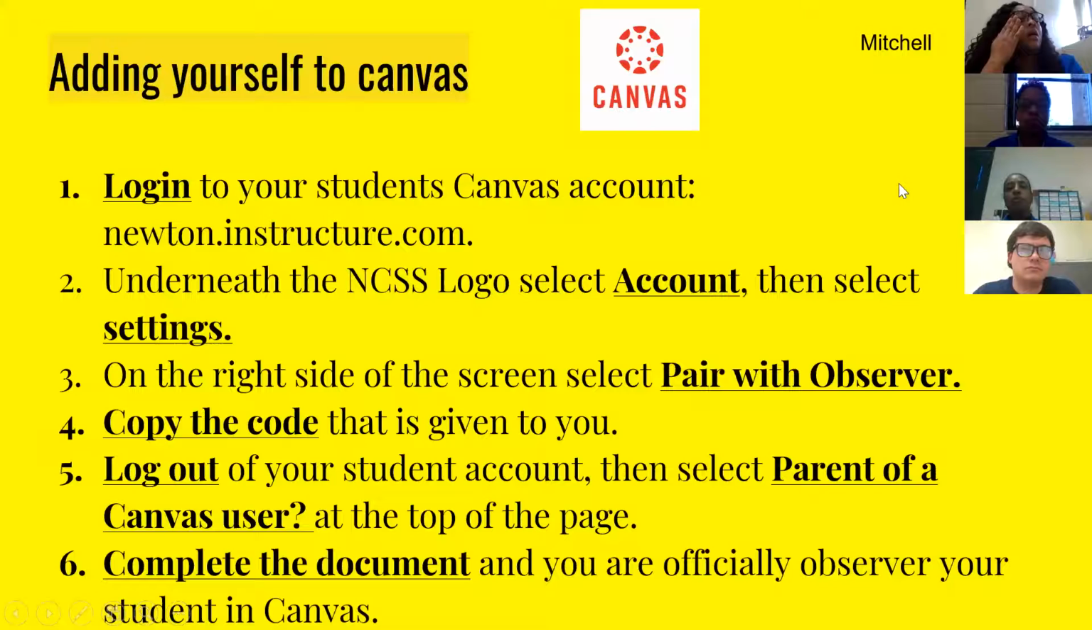Adding yourself to Canvas. Log in to your student Canvas account, newton.instructure.com. Underneath the NCSS logo, select Account, and then select Settings. On the right side of the screen, select Pair with Observer. Copy the code that is given to you. Log out of your student's account and then select Parent of Canvas User at the top of the page. Complete the document and you are officially observing your student in Canvas.